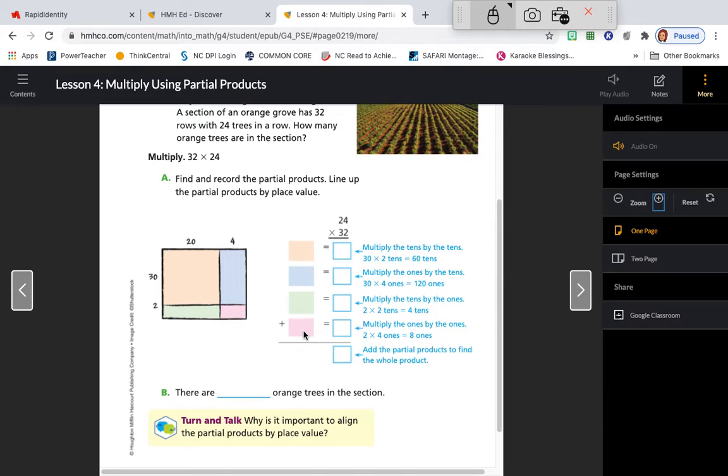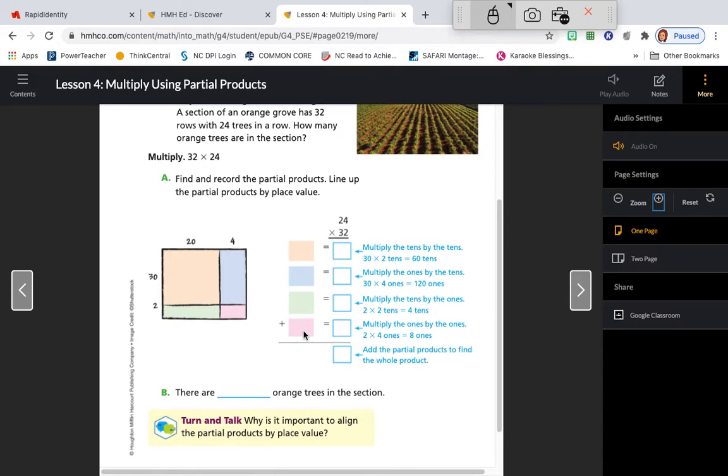Find that on page 199 in your math workbook. And today we're going to multiply using partial products. And we've done this before. We're just going to use the area model that we've talked about in previous lessons. So it says find and record the partial products. Line up the partial products by place value.